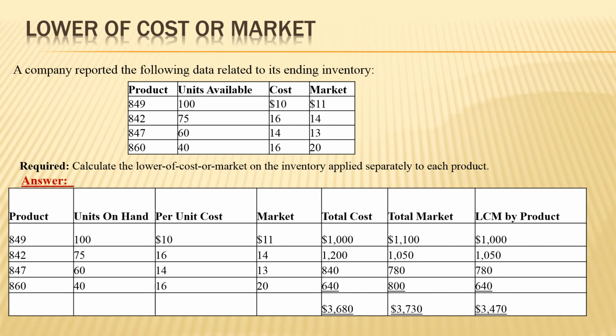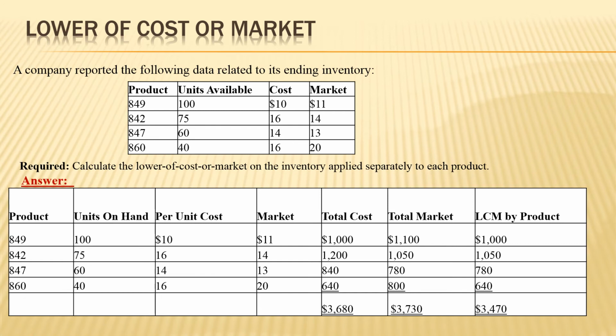Okay, moving to another topic, another concept: lower of cost or market. This approach is a conservative approach. It states that I should select for the inventory the lower of the cost, the historical cost at which the inventory was purchased, or the market. I select the lower of both of these for recording the inventory. Why do I call it a conservative approach?